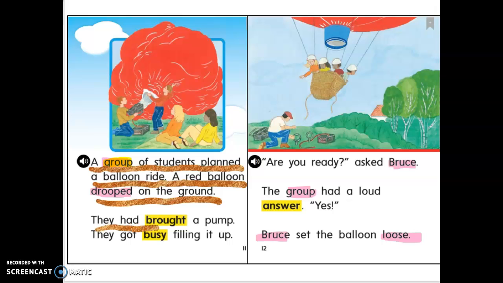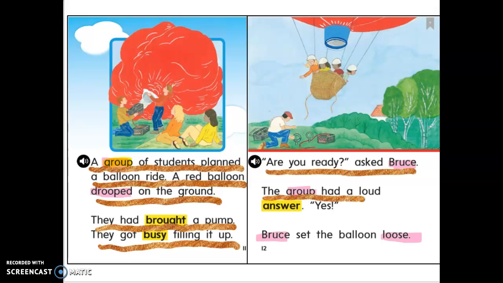They had, this word is brought. What's the word? Brought. A pump. They got busy filling it up. Next page. Ready? Read. Are you ready? Asked Bruce. The group had a loud answer. Yes. Bruce set the balloon loose.